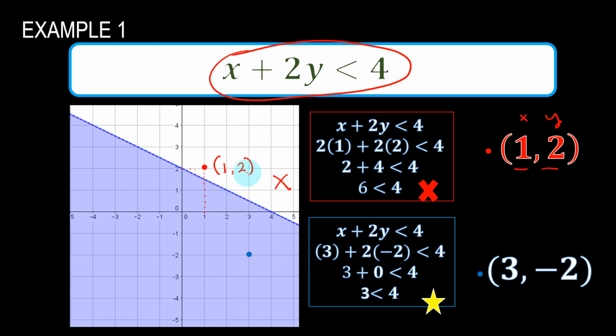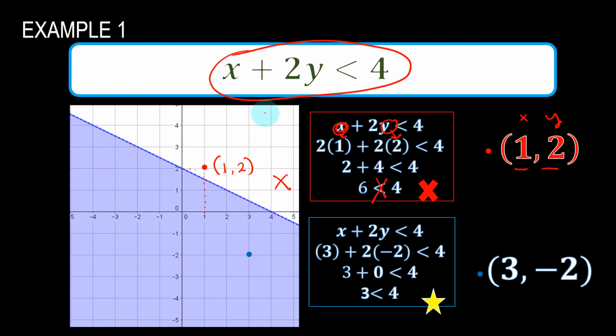Aside from that, we can do two ways. We can input the given 1, 2 in the inequality itself. First things first, we have to write again the inequality. Second, we change the x into 1. We change the y into 2. 2 times 1 will become 2. 2 times 2 will become 4. 2 plus 4 is 6. And take note, 6 is not less than 4. That's why it is also not one of the solutions.